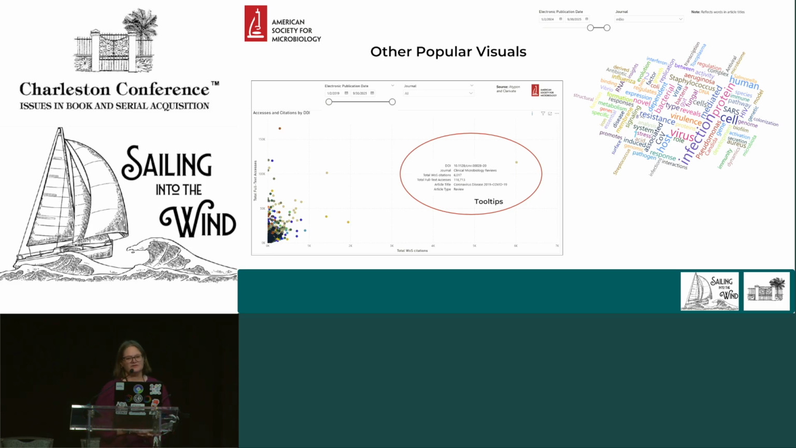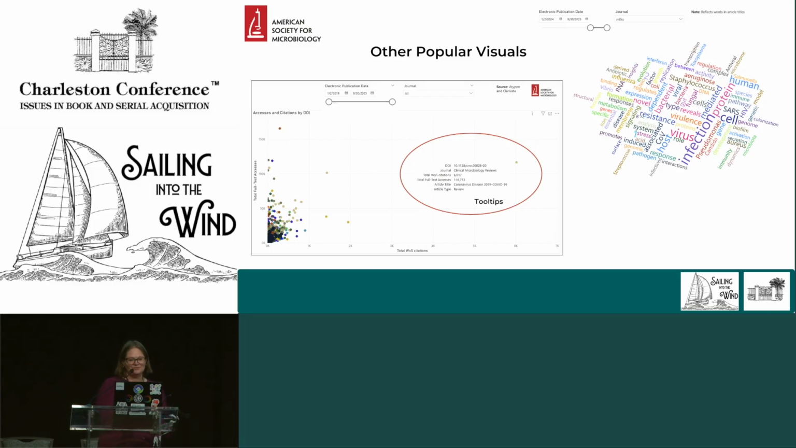Some other popular visuals that I'm seeing among our staff. The one on the left is a scatter plot, and I'm tracking citations and accesses and looking for maybe some outliers. And then in these tooltips, if you mouse over a dot, it will show you what journal it's from, and then snippets of information about that article.